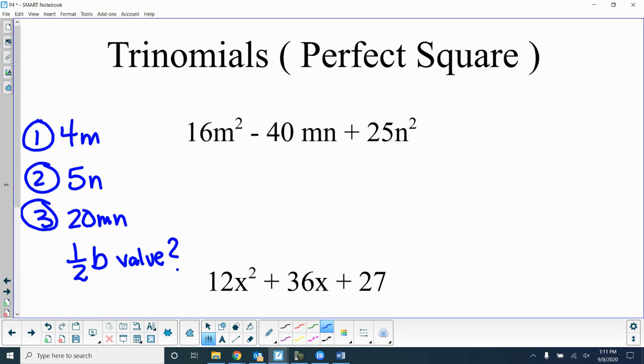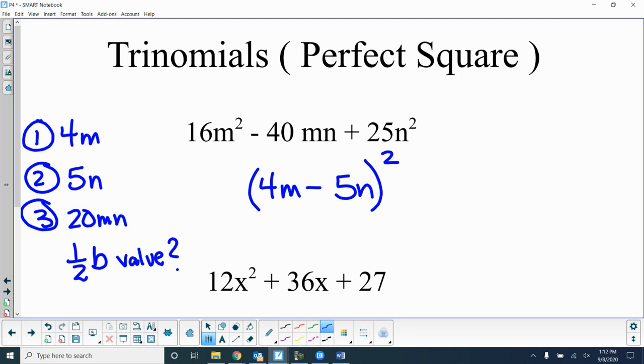So that's a quick test. And I like to do the test because the answer to number 1 and 2 is part of the answer to the problem. In these, all you have to do is make one set of parentheses. And number 1 goes in the front, and number 2 that you got goes in the back. Whatever the sign of B is, goes in between them, and then you square it. It's actually 4m minus 5n, squared.